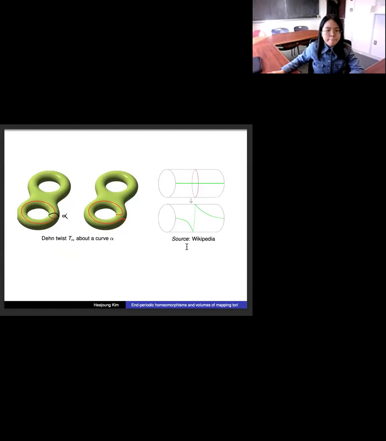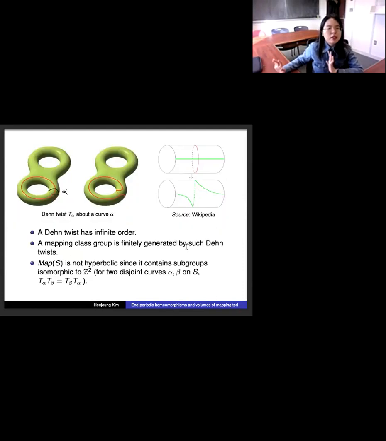So a Dehn twist has infinite order, and the mapping class group is finitely generated by such Dehn twists. And note that the mapping class group is not hyperbolic because it contains Z^2 as a subgroup. So for example, for two disjoint curves, the Dehn twists commute. So the mapping class group is not a hyperbolic group.